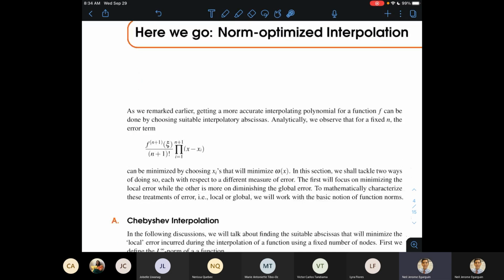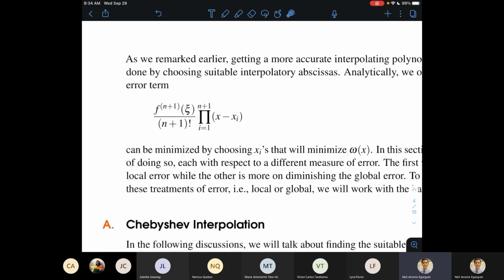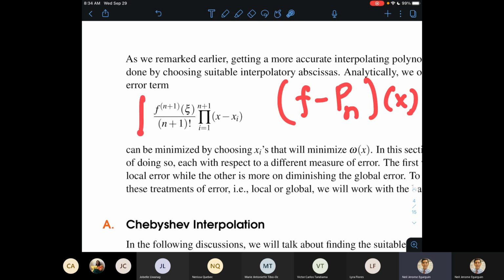But yeah, so here we go, norm optimized interpolation. So as I mentioned, the focus of discussion now is to minimize the error involved in polynomial interpolation. So hopefully in the labs, you have seen this error term, right? So if you are approximating a function f using n+1 points, so you will have a polynomial of degree n, all right, or polynomial of degree at most n. Then the error term, when you get f minus p sub n of x, will represent the error incurred in the approximation at the number x. You will get this term.